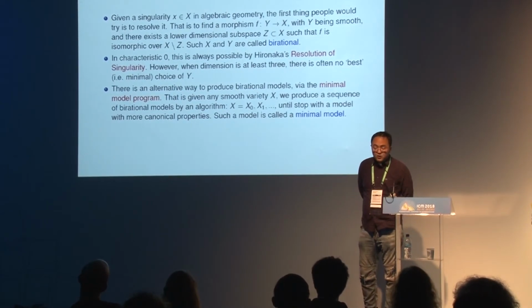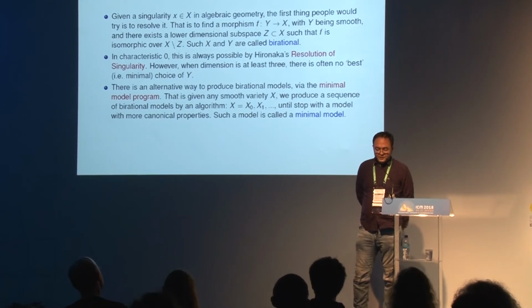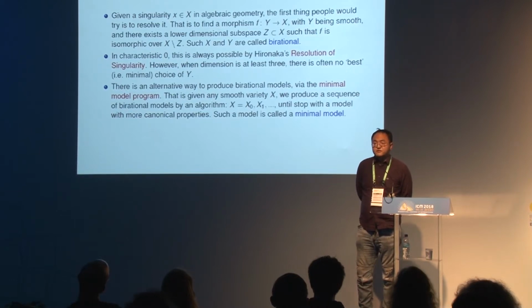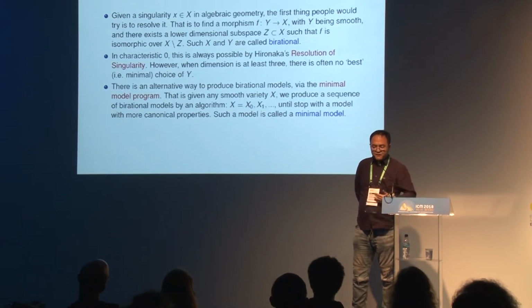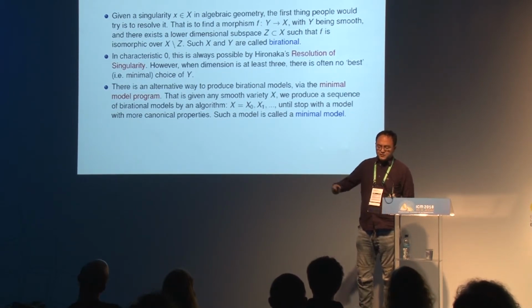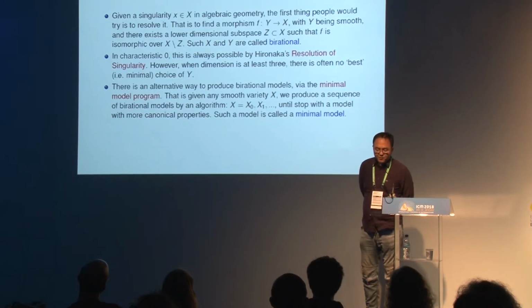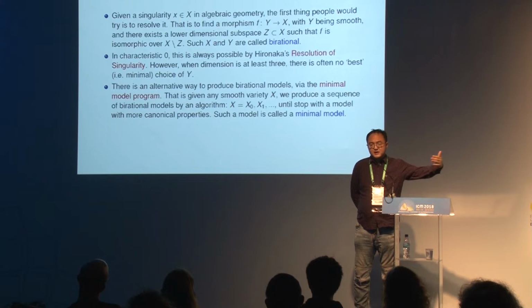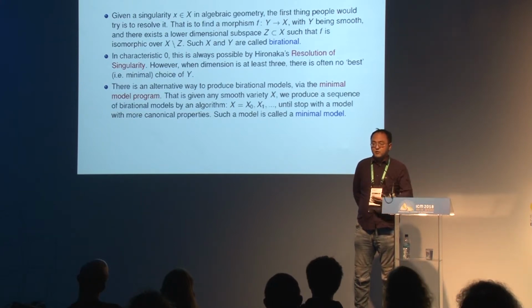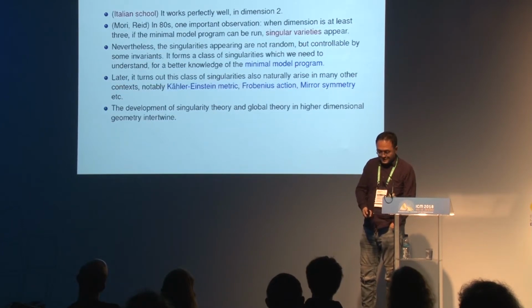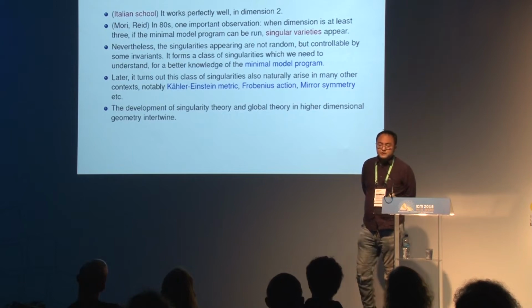This is something called the minimal model program. Roughly speaking, when I start with a smooth variety X, I produce a sequence of birational models following some algorithm, from X to X1 to X2, until I stop with a model with more canonical properties. So you can think of the minimal model program as an algorithm that starts with one model and produces a bunch of models, but ends up with something called a minimal model, which has canonical properties. In dimension 2, this works very well.